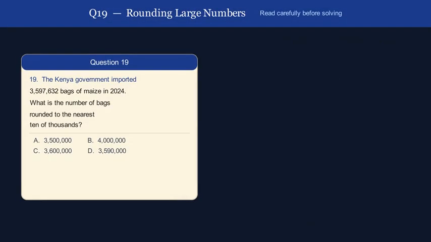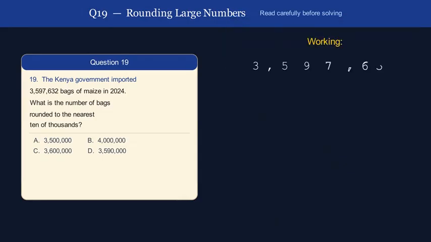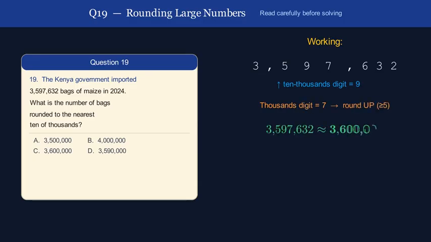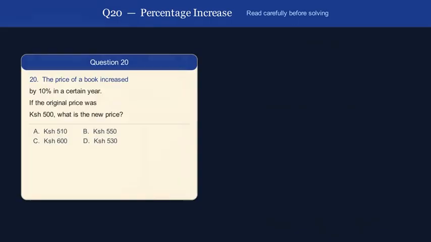Question 19. The Kenyan government imported 3,597,632 bags of maize in 2024. What is the number of bags rounded to the nearest 10,000? 10,000 has 4 zeros. So we will draw our line between the 9 and 7 and look at the number 7. It is greater than 5.